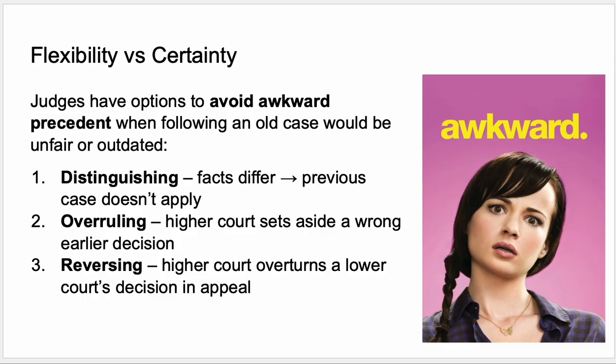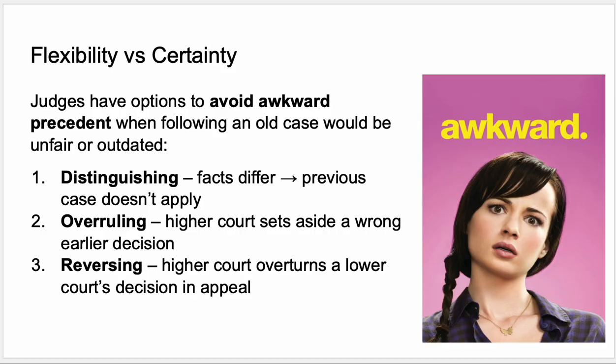So what we need to do is make sure that judges have some wiggle room, if you like, to avoid these awkward precedents. So let's consider what judges can do if one of these older cases would not lead to a satisfactory outcome. They've got a couple of tools here to manage this situation. The first is called distinguishing.